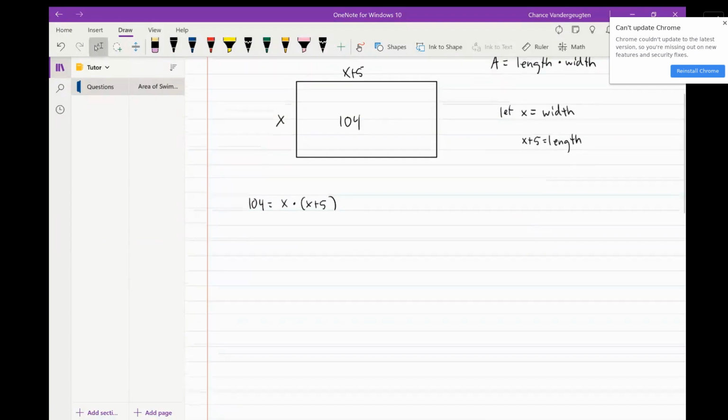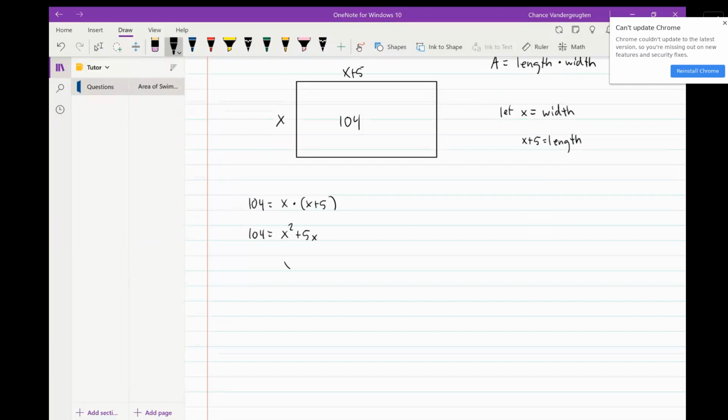So what do we do now? Now we have to just expand everything. So we get 104 equals, we're going to multiply x times x, so we get x squared, and then x times 5, so we get 5x. Now, we have a quadratic here with the x squared, so the first thing that you're going to want to try is to move everything to one side.